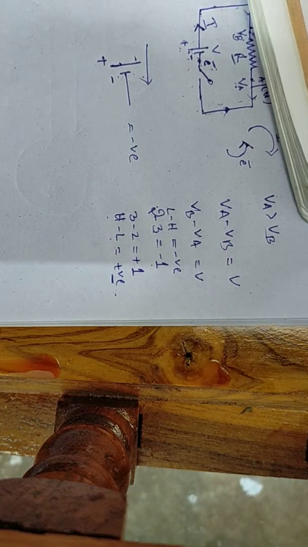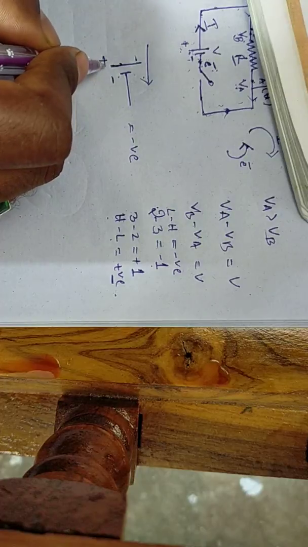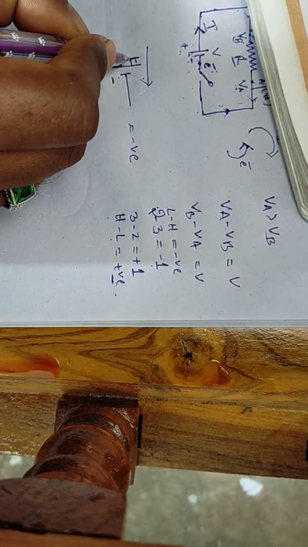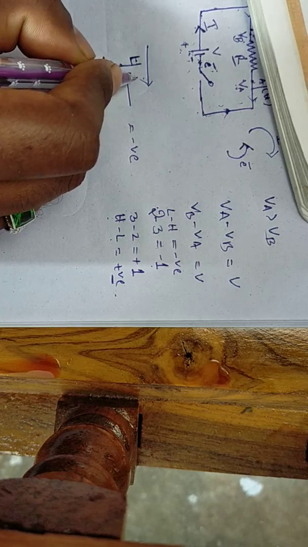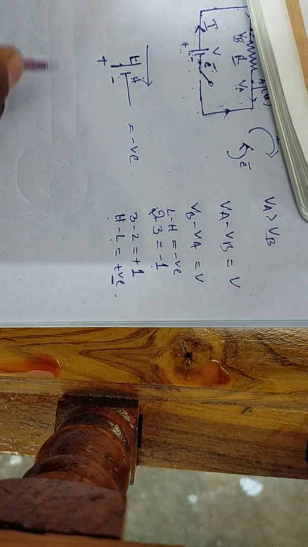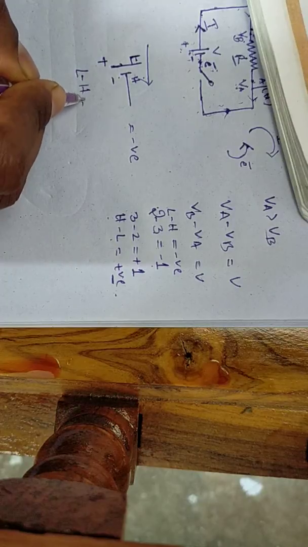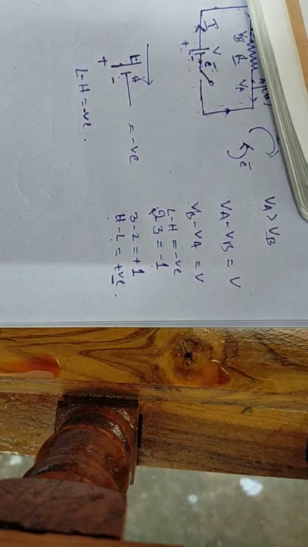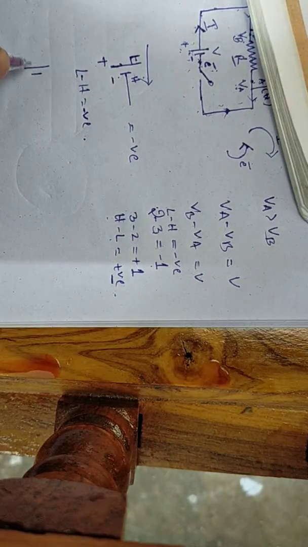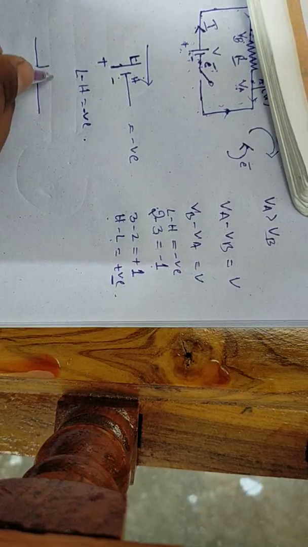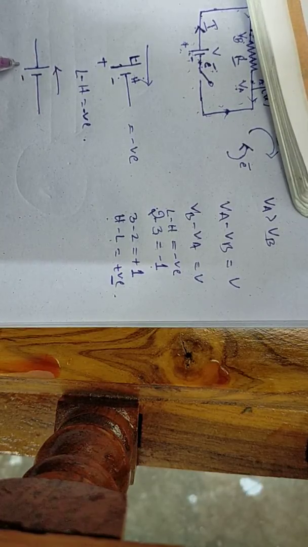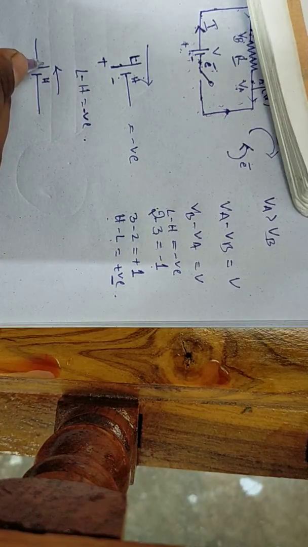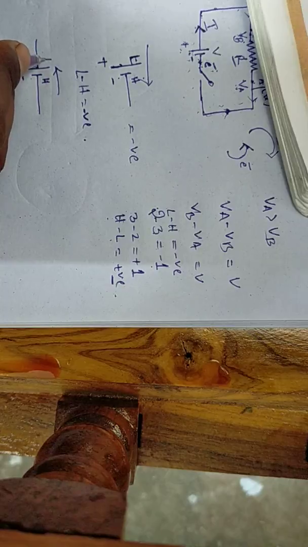Negative means it should be low minus high, not high minus low. It means the positive terminal of the battery is at low potential and the negative terminal of the battery is at high potential. So if you do low minus high, you will get negative, right? If you are traversing the circuit and initially reach the negative terminal and finally the positive terminal, negative is high potential and the positive terminal is low potential.